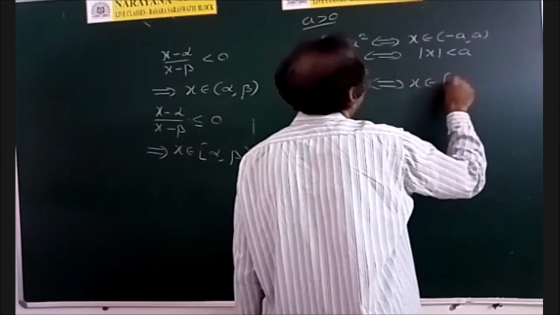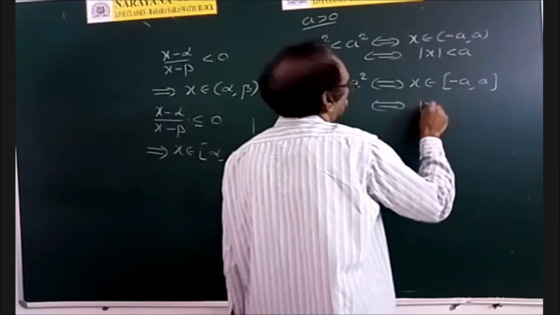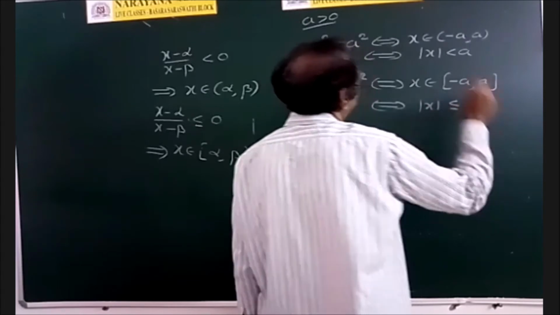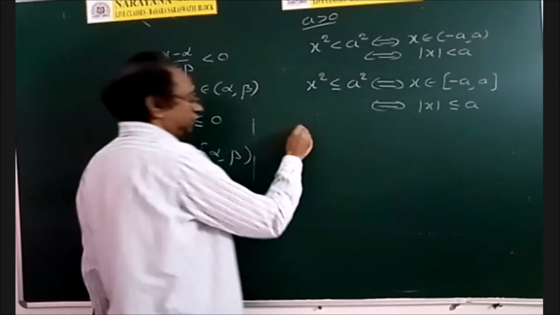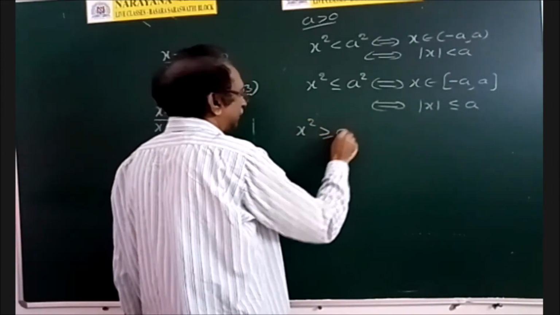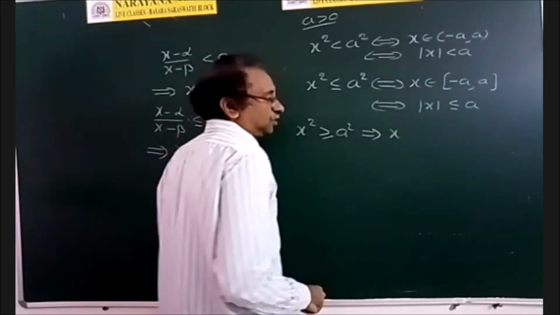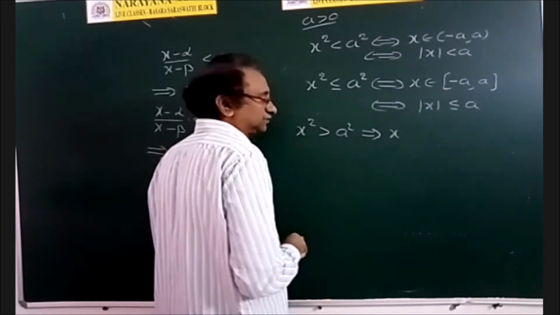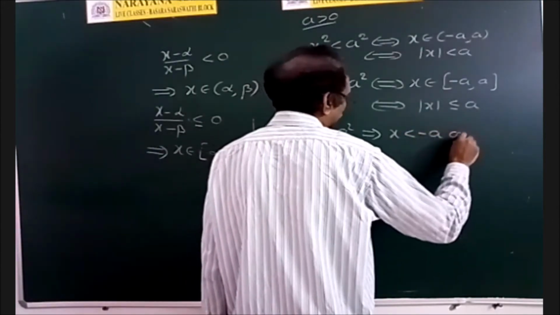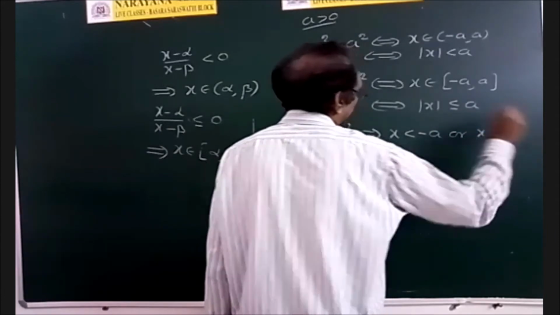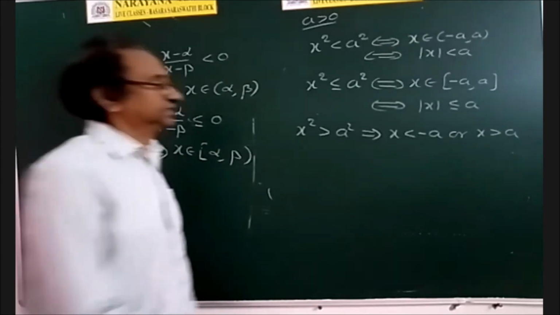Similarly, x square less than or equal to a square. X belongs to closed interval minus a comma a. Or mod x less than or equal to a. All are same. Similarly, x square greater than or equal to a square. See how to write this one. First, x square greater than a square. That means x less than minus a or x greater than a.